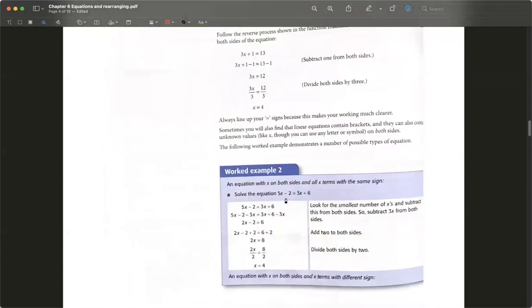If we look at the example here, it gives you two different expressions, 5x minus 2 and 3x plus 6. But these two are equal. It means that this value here and this value here are equal. If we want to solve it, we need to make sure the unknowns are on one side while the numbers are on the other side. Always try to make sure that your unknown is positive so that you don't need to deal with negative numbers later. So let's make this bigger.